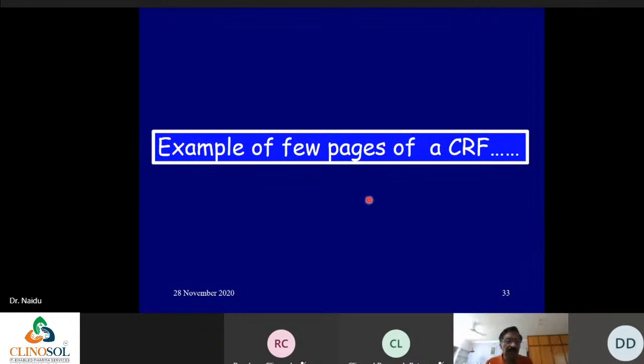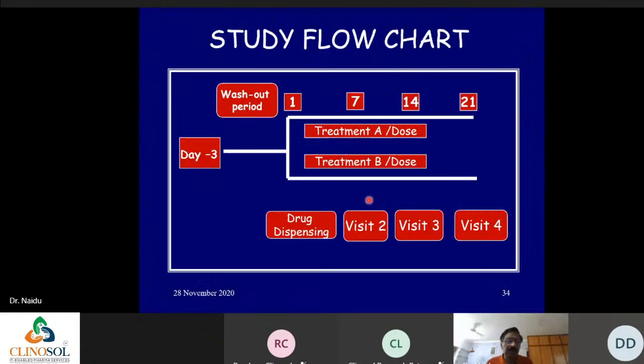I am just showing here examples of a few pages of a case record form. This is the flow chart. What I was telling, it must be there, because this is the washout period. We are including the patient, and this is before 3 days. So we have not given any drug. We have screened the patient, and this volunteer is now ready to come into the clinical trial, and this is our washout period. This is the first week.